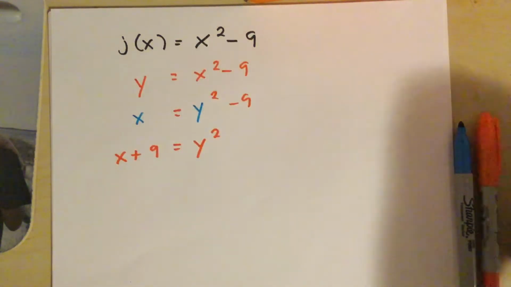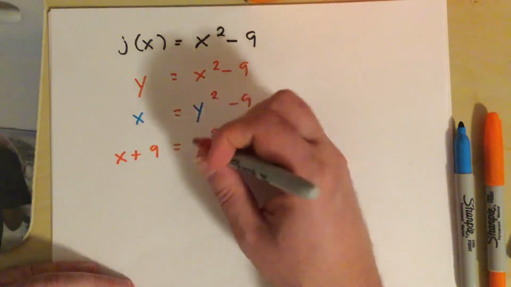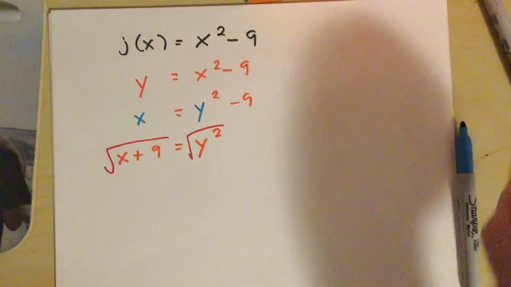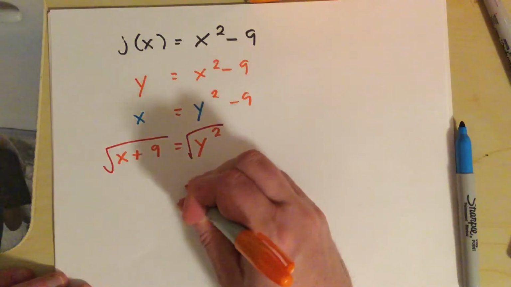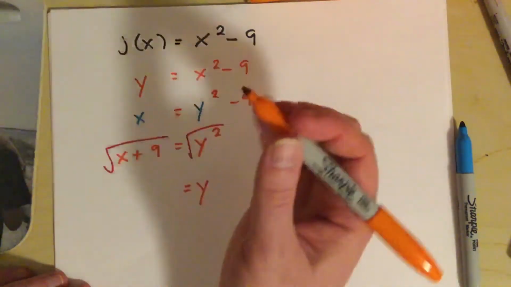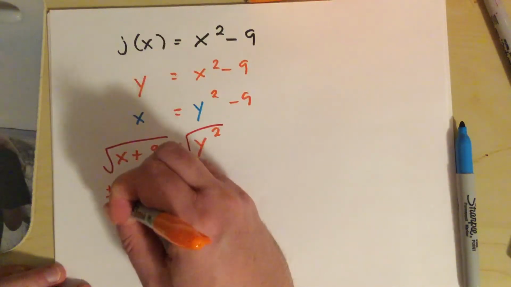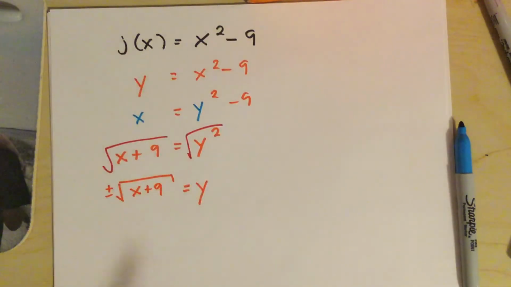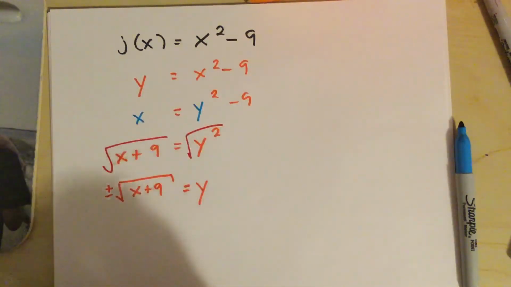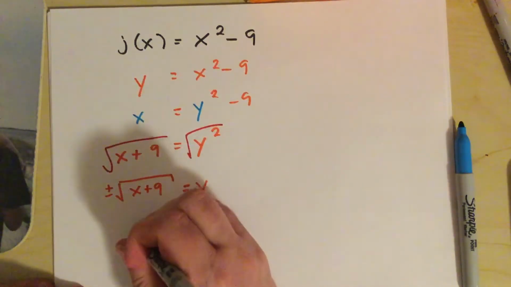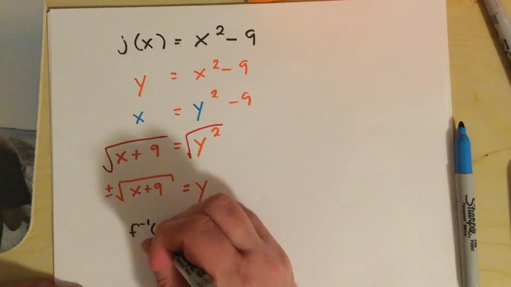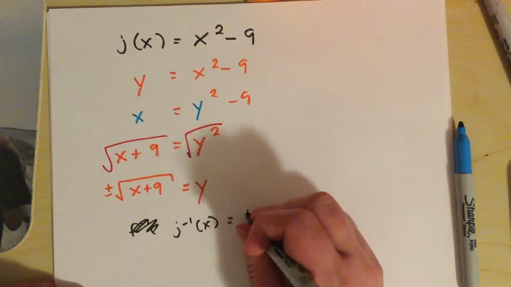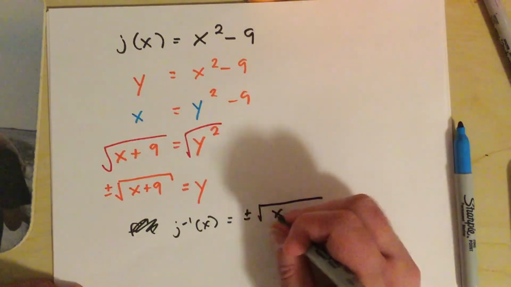And at this point, what are we going to do? We're going to take the square root of both sides. Now, when we do that, we have to be careful, because when you take the square root, you have the plus or minus square root. So it's actually plus or minus the square root of x plus 9. And that's our answer. The inverse function of j is going to be plus or minus the square root of x plus 9.